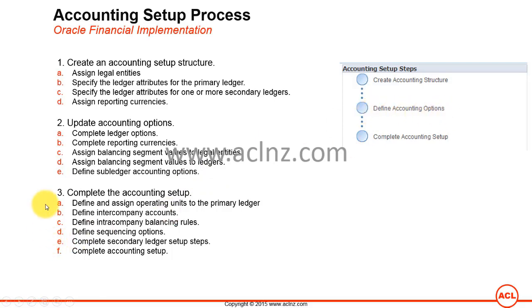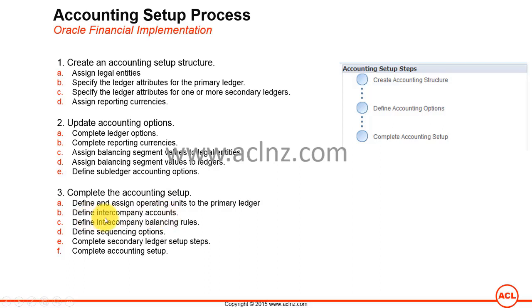Lastly, you complete the accounting setup, which includes defining and assigning operating units to the primary ledger. So assuming that you have set up your primary ledger, your legal entities, and optionally the secondary ledgers and reporting currencies ledger, then you should go to the next level of setup, which is creating and assigning the operating unit. As a part of the operating unit setup, you assign the legal entities and the primary ledger to that operating unit. Then you define the intercompany accounts.